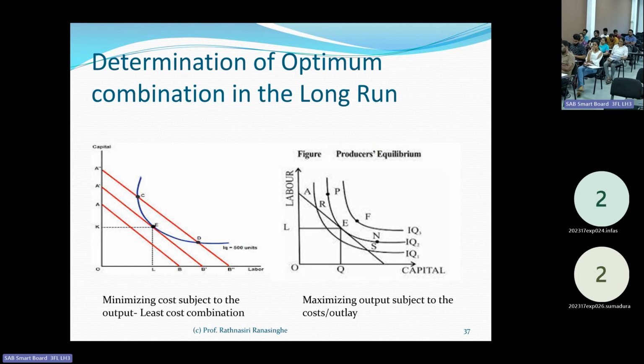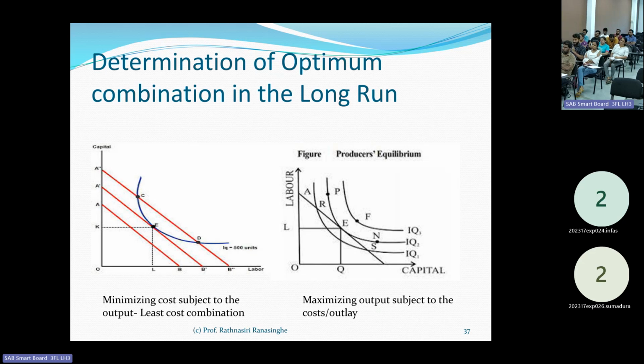Reach the maximum output level that we talked about in the short run. But more emphasis is given to the cost side, because even though we can decide the production, that finally depends on the cost constraint. Therefore, we need to minimize the cost in order to maximize the output and the profits. So cost minimization is most important.